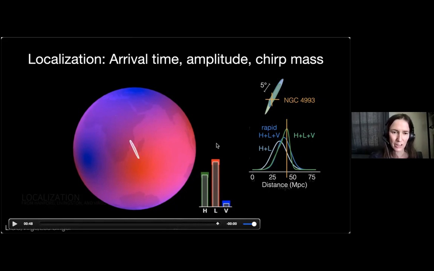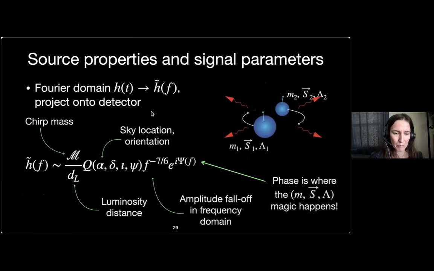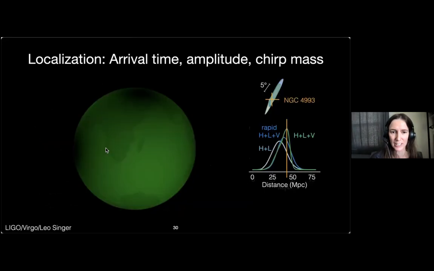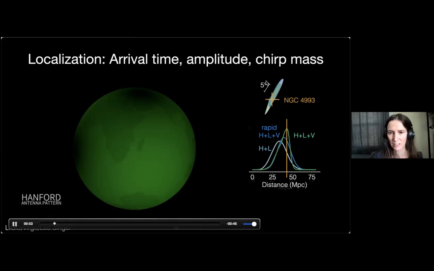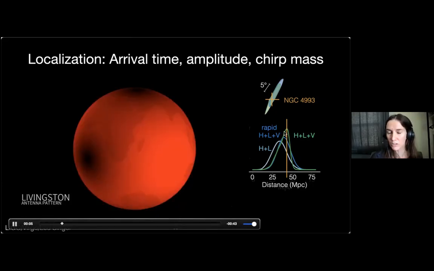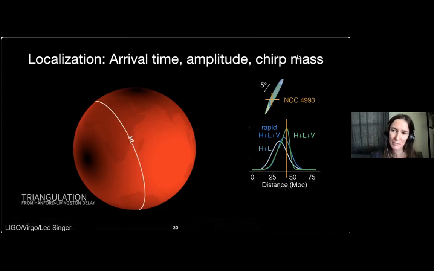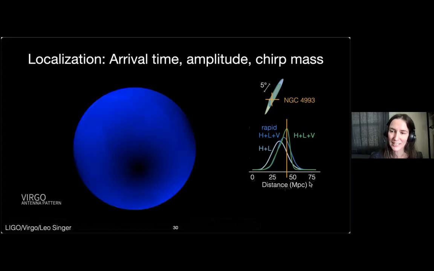So these sorts of factors, coming from this dependence of the amplitude on sky location and the binary orientation, give us the sky position. And then we also, from the amplitude of the signal and the chirp mass coming from that leading order phase frequency evolution, get an estimate for the distance to the gravitational wave signal observed.